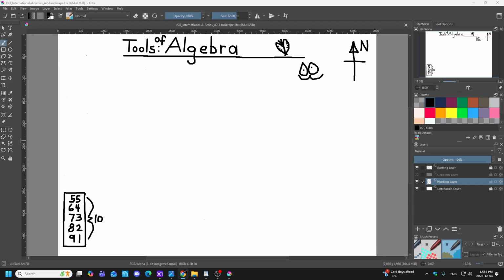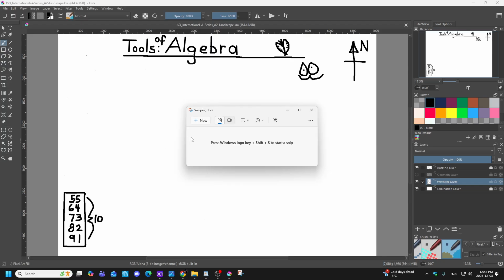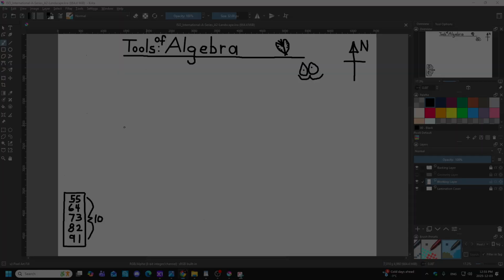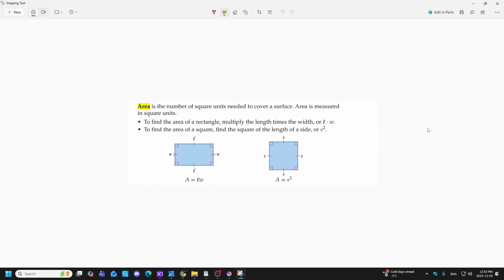Now let's talk about area. Area is the number of square units needed to cover a surface. Area is measured in square units. Now the reason that it is in square units, guys and gals, is because with perimeter we were adding, essentially. In this case with area we are multiplying the side times the side. This is why we get squared units.